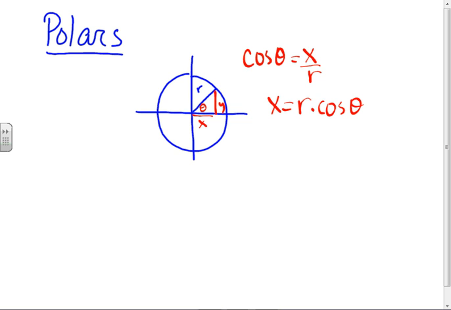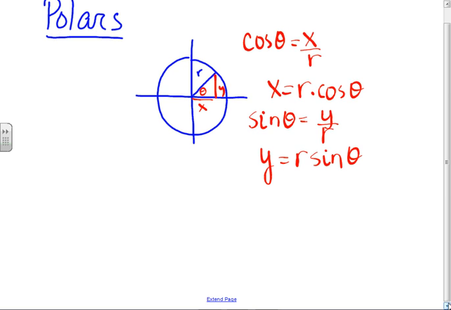So if they ask for dx dt, you are going to have to take the derivative of this, and both r and theta are changing. You also have to know how to graph points. Sine of theta is equal to y over r. So y is equal to r sine theta.